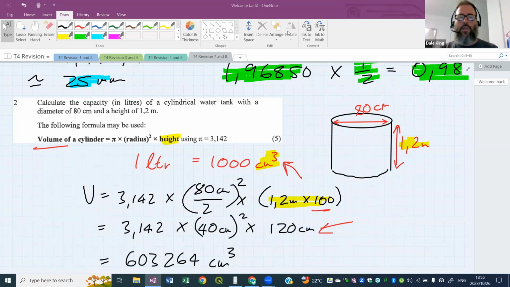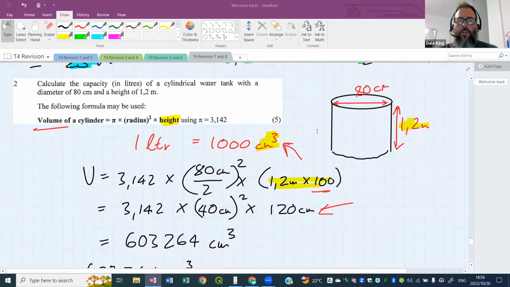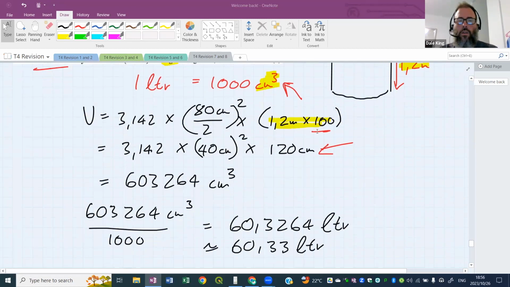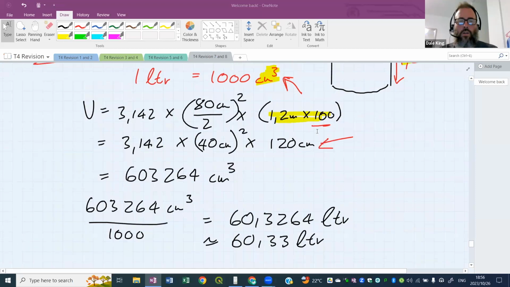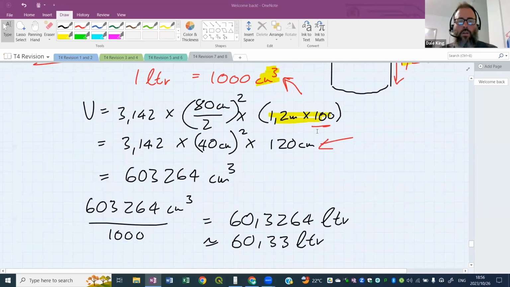I'll come back to you now. So I'm going to go to Gabo. Gabo, you have a question? Just check your screen there. I don't understand how you got the ending answer because I got 603,264. Okay, let me just check the calculation.